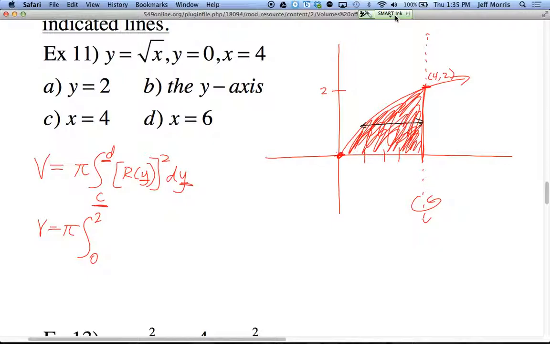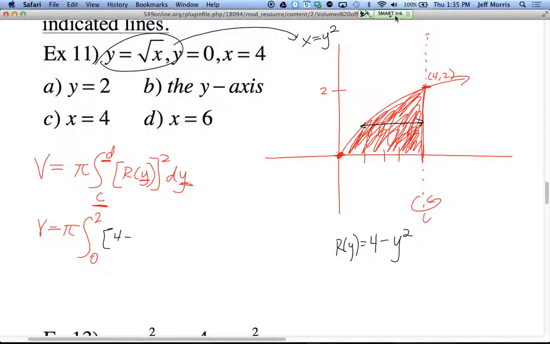So it's going to be right minus left. So r of y is going to be 4 minus... We have to have this solved for x again. So it's x equals y squared. Remember, we did that in part B. So it's going to be 4 minus y squared. So that is our radius, 4 minus y squared. So it's going to be 4 minus y squared dy.